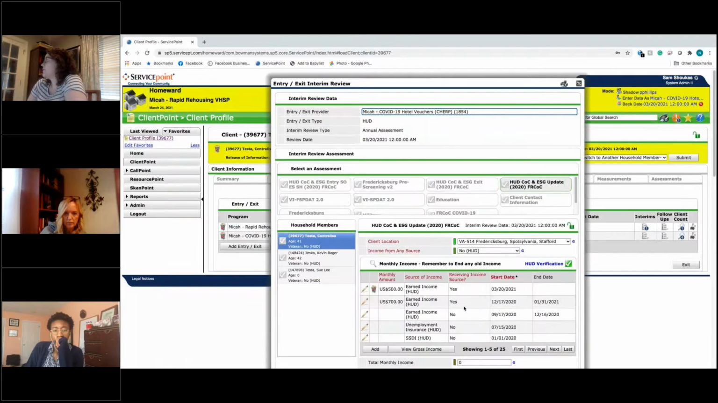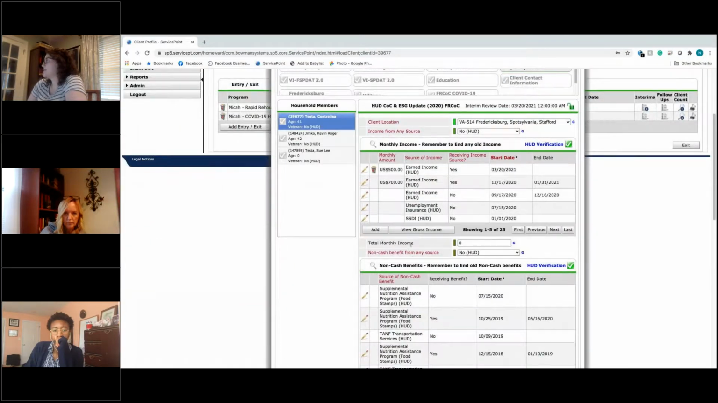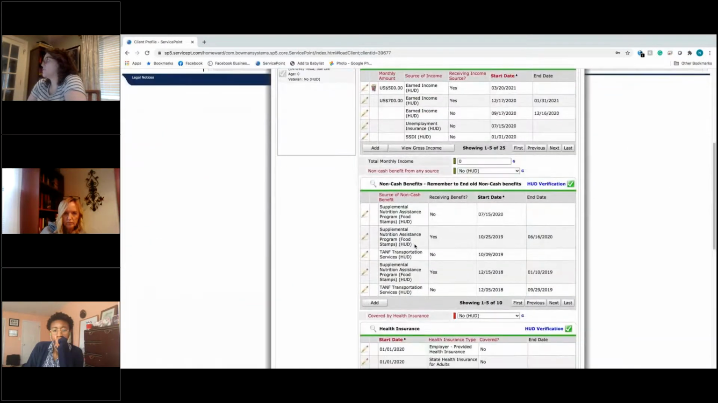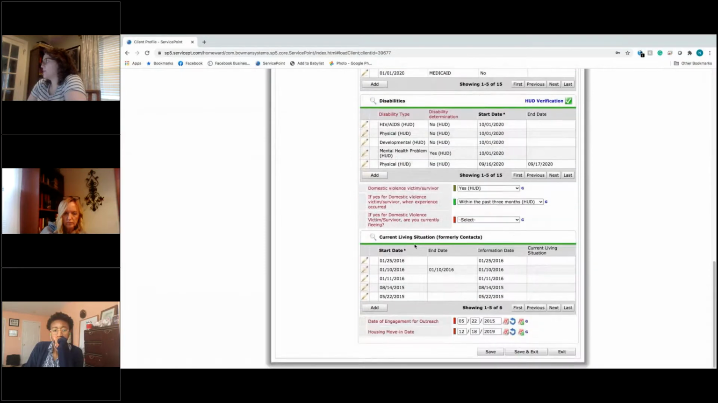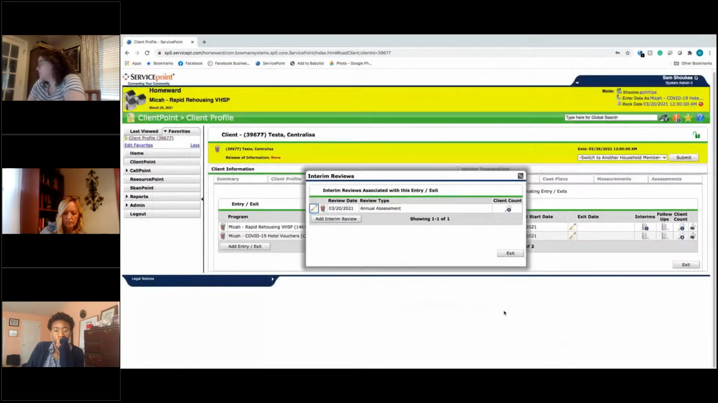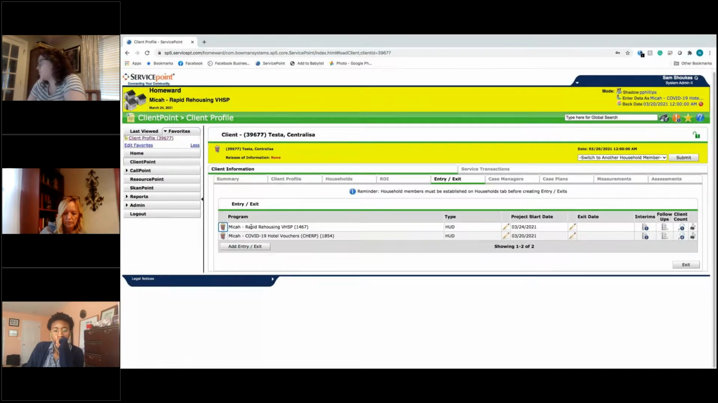And so the screen has the same things. It'll only show you the things that you can update, but you have to list it as an annual assessment to say that you made concerted effort at least once a year to review their information. And then it must be completed within 30 days of their project start date, especially for rapid projects.